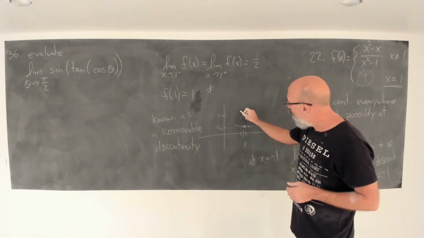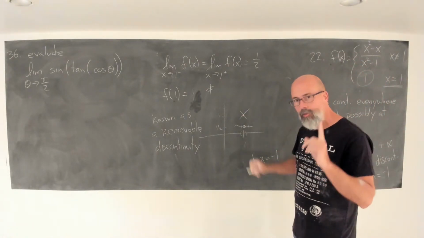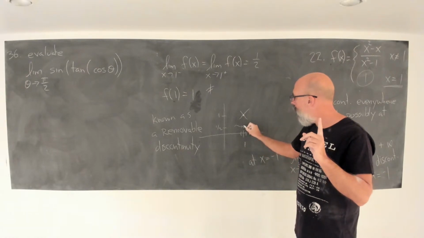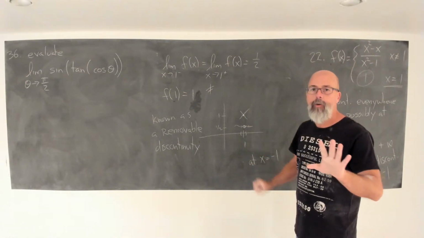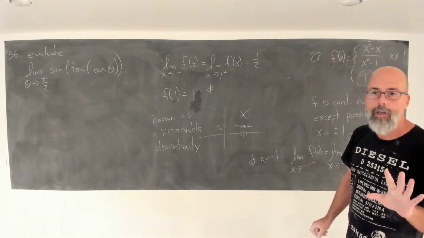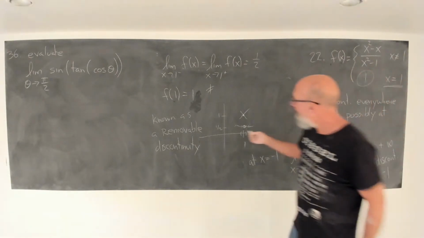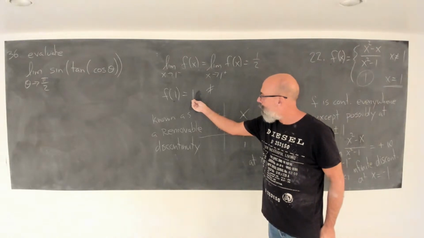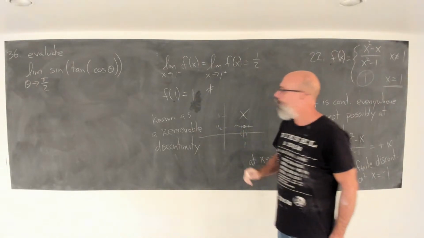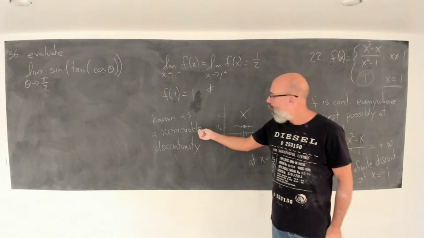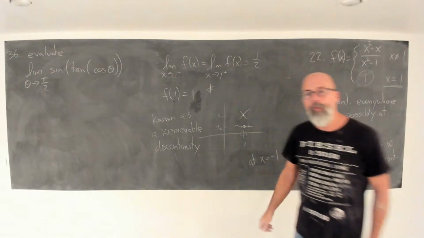But if you think of removing this point, just one single point, and redefining it there, now everything is nice and continuous. So if you were able to redefine your function just at one point, your function would be continuous. We call this a removable discontinuity.